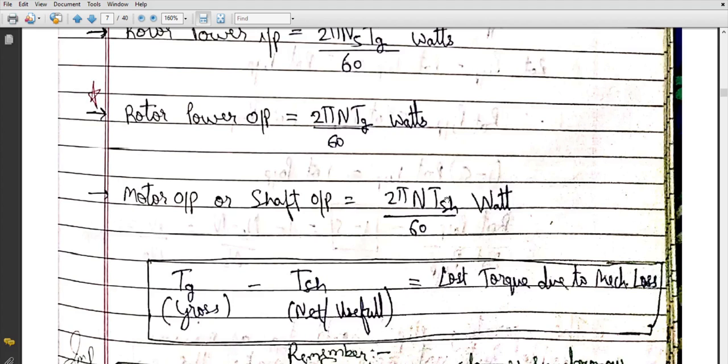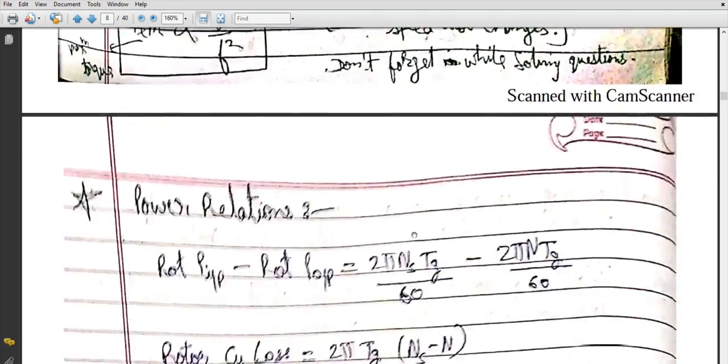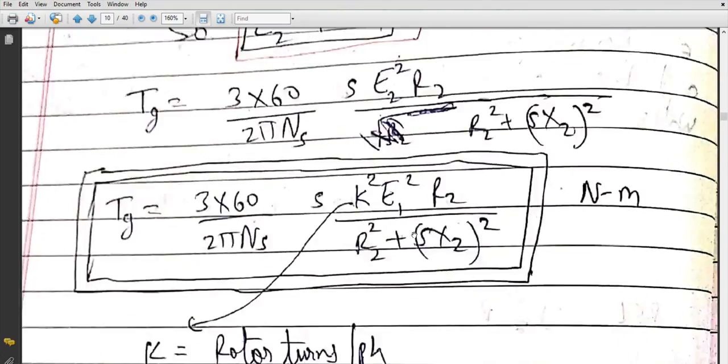So always remember, if you are obtaining your electromagnetic torque with respect to your air gap power, then always take the synchronous speed. And if you want to obtain your electromagnetic torque with respect to your shaft power output or rotor power output, then always take your rotor speed. This should be very clear. I'll go back again to today's lecture.